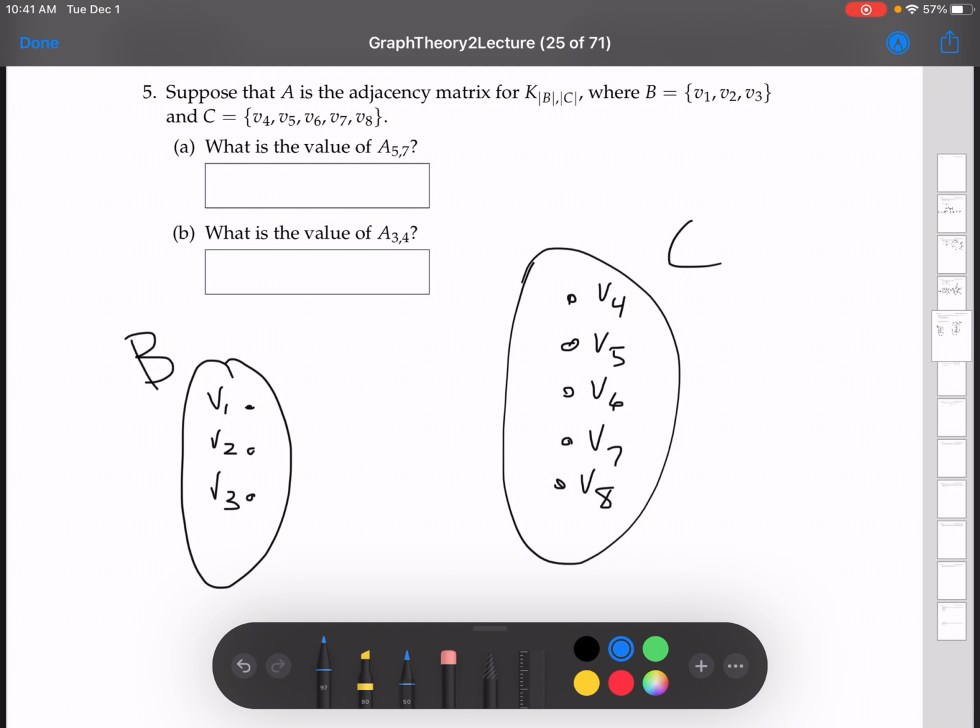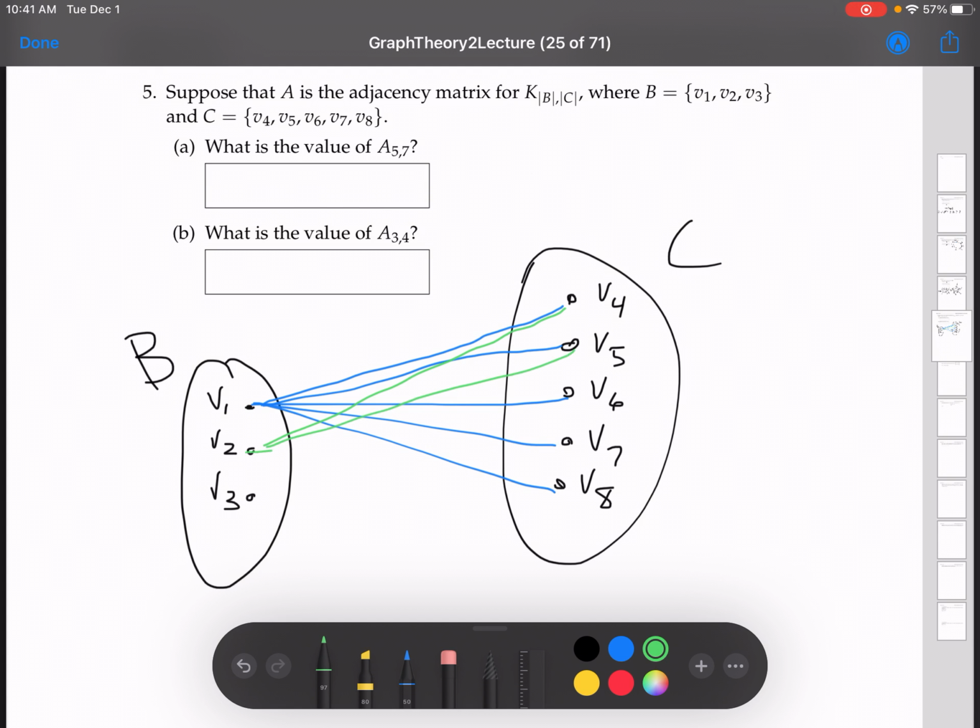Remember, let's start with, I guess, blue. So remember this is connected to each of those like that. Like that. So A57.